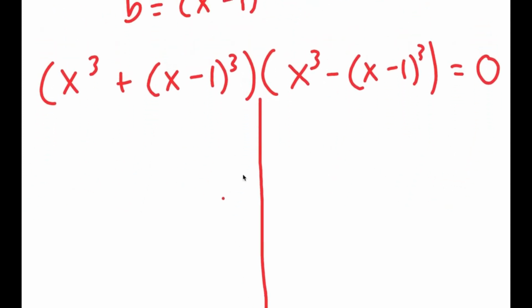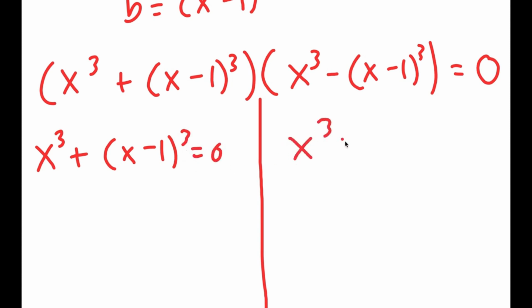Now from here, I'm going to divide this into two equations. So for my left-hand side equation, I get x to the power of 3 plus x minus 1 to the power of 3 is equal to 0. And for my right-hand equation, I have x to the power of 3 minus x minus 1 to the power of 3 is equal to 0.